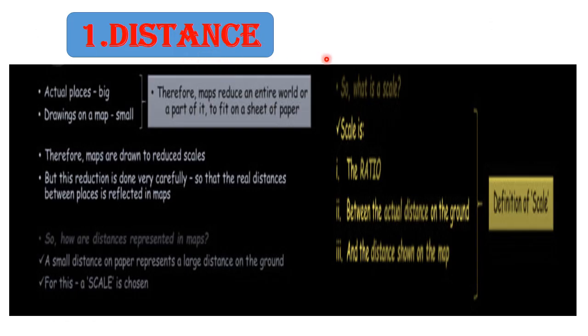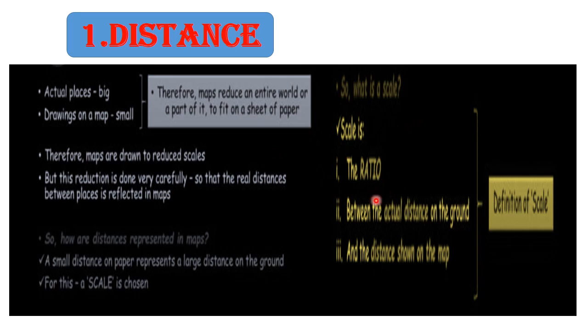Now distance means, if I ask you to draw a Delhi map, can you draw it at its actual size on a map? Because the actual places are very big. So we need to reduce those places so that we can draw them in a small drawing called a map. Maps are reduced to small drawings using scale. So what is scale? That we are going to talk about and understand.